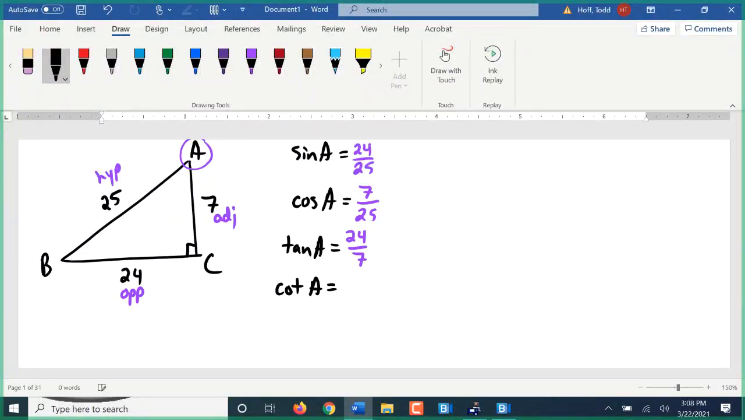Cotangent of A. Cotangent is just the reciprocal of tangent. 7 over 24. Or cotangent is adjacent over opposite, which would be 7 over 24. Secant of angle A.